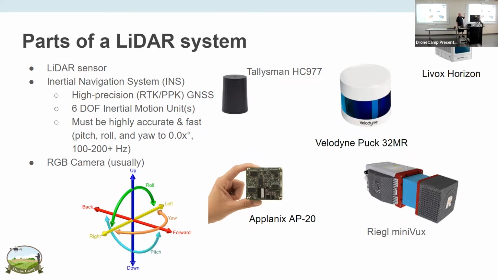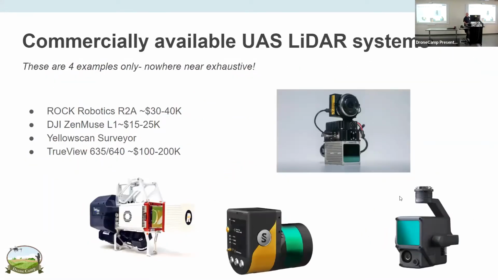In fact, the DJI L1 LiDAR is based on a Livox sensor. There are some larger and better systems. Riegl is a German company that's been making LiDAR, terrestrial scanning LiDAR, as well as aerial LiDAR for many, many years. And one of their best units is this miniVUX. We're talking, well, we'll get there. The Rock Robotics system that you see here is based on a Livox sensor.